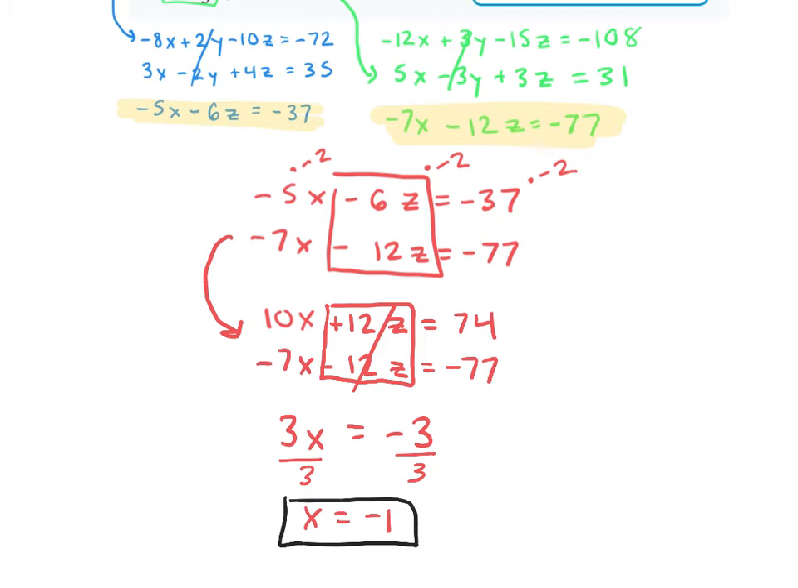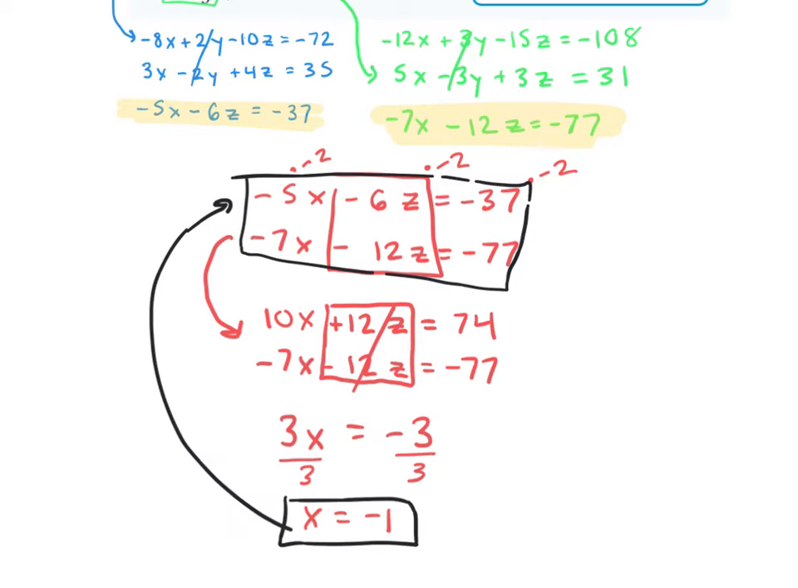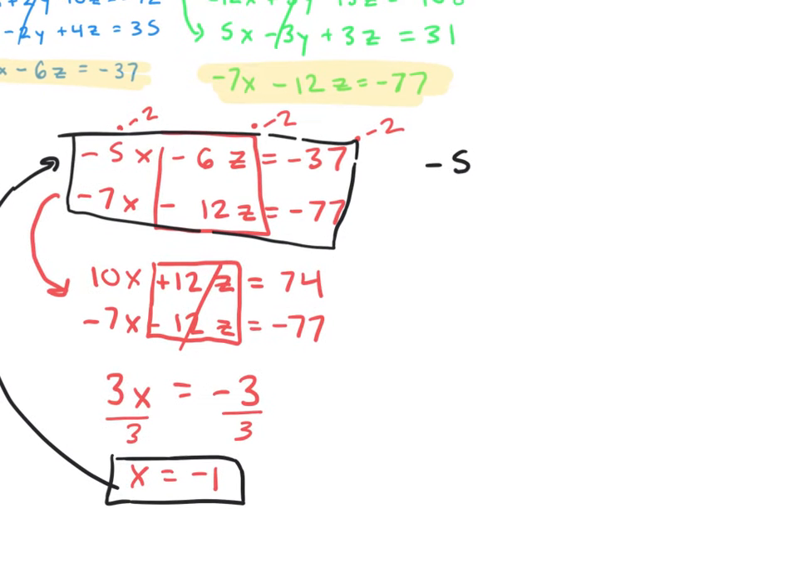So x is negative 1. We need to take this, plug it into one of our 2 variable equations here. So which one should we plug it into, the first one or the second? It doesn't matter, but yeah, let's plug it into the first. So here we have negative 5 times negative 1, since x is negative 1, minus 6z is equal to negative 37.